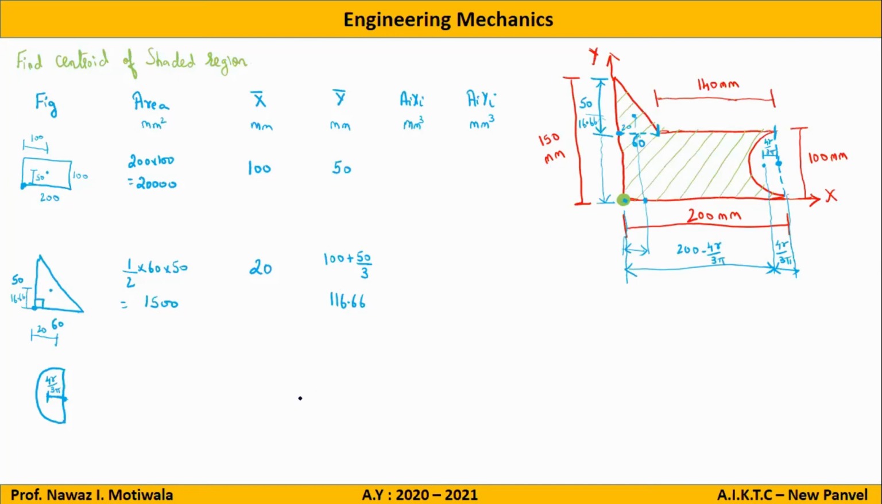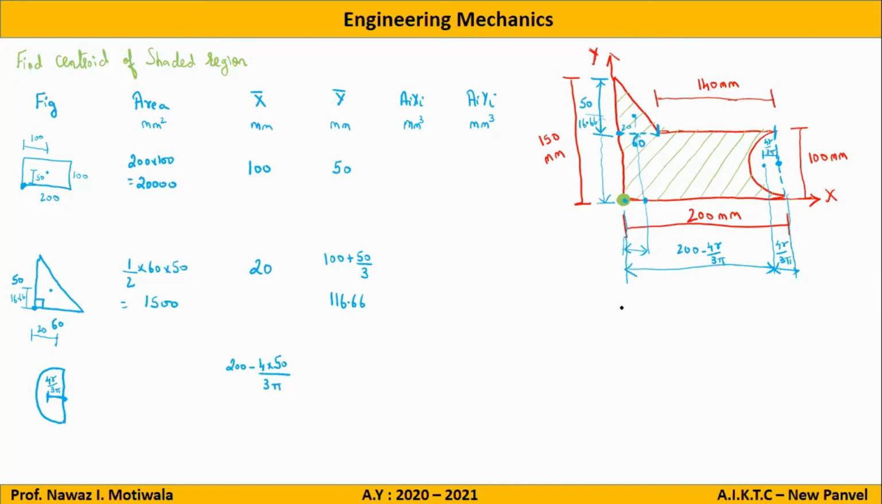So this comes in x. I will write down here: it is 200 minus 4 into r. What will be the radius? 50, because the total height is given as 100. That means the diameter is 100, so the radius will be 50. So 4 into 50 divided by 3 pi.